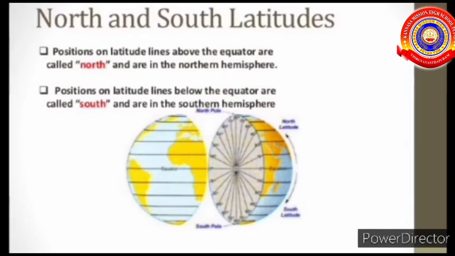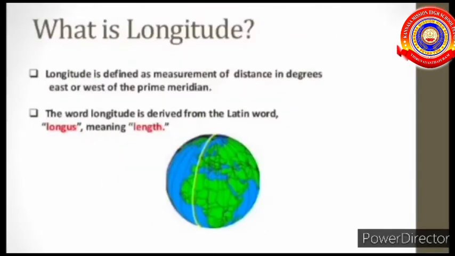Next, we will discuss longitude. What is longitude? Longitude is defined as a measurement of distance in degrees, east or west of the prime meridian. The word longitude is derived from the Latin word longus, meaning length.